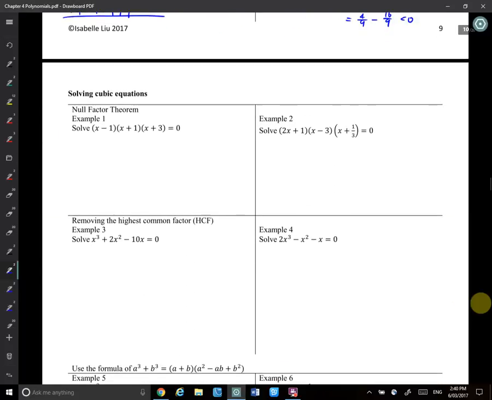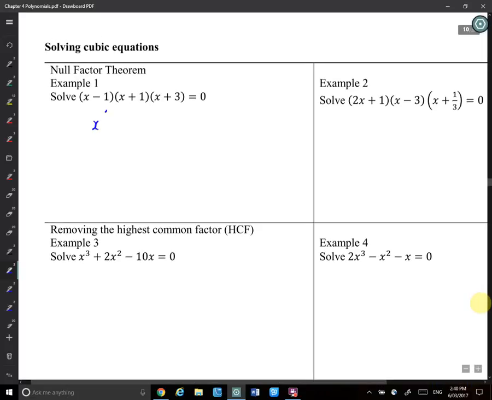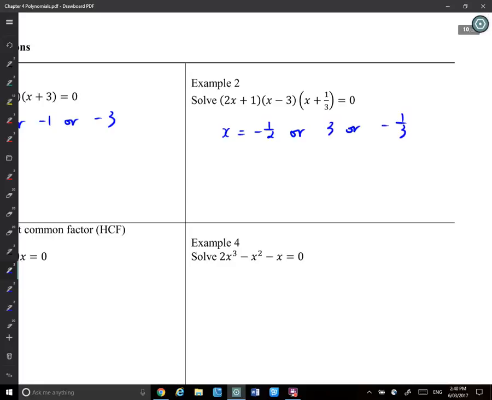Okay, page 10. Page 10 is to solve cubics. You have so many cubics you can solve, and the easiest one will be already factorized for you, so use the null factor law. That gives you x equals 1 or -1 or -3. No problem. This one will give you x equals -1/2 or 3 or -1/3. All good. Make the bracket equal to 0.